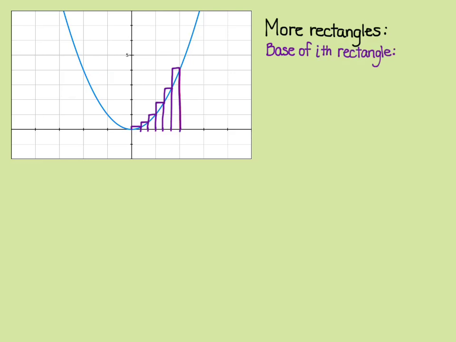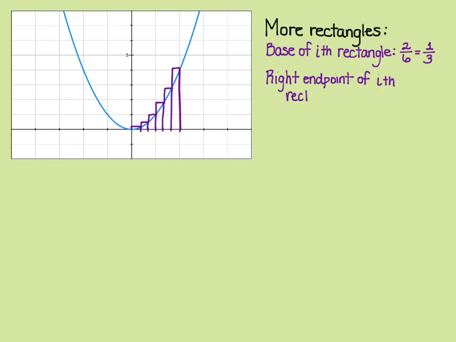So now the base of the ith rectangle: remember that we've got a total length of 2, from x equals 0 to x equals 2. And I've split that whole interval into 6 equal-sized chunks. So that means that each chunk has length 2 over 6, which is the same as 1/3.